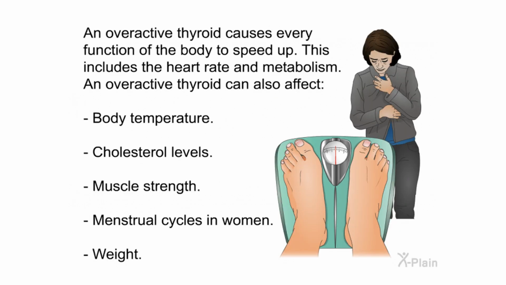An overactive thyroid causes every function of the body to speed up. This includes the heart rate and metabolism. An overactive thyroid can also affect body temperature, cholesterol levels, muscle strength, menstrual cycles in women, weight.